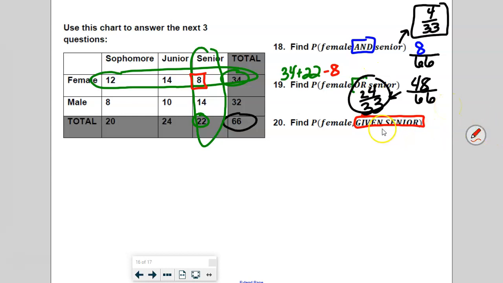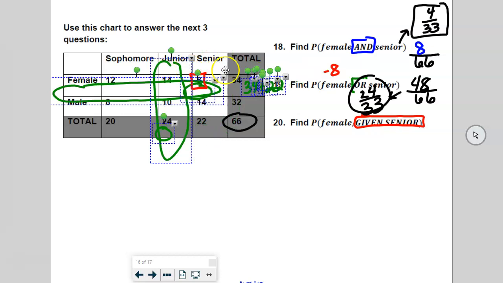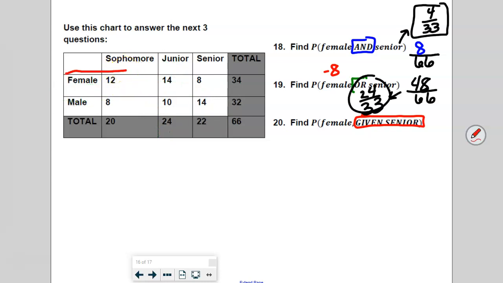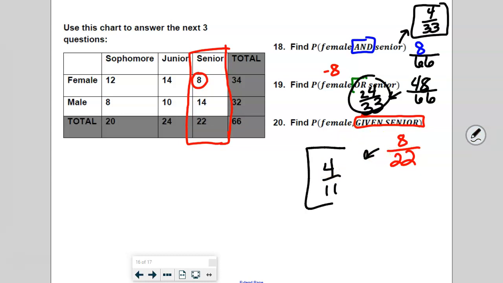All right. And then finally, we have conditional probability, where it says, given that it's a senior, what's the probability that they are a female? Given that they are a senior, you're only allowed to look at senior data. So how many total seniors do you have? 22. So out of those 22 seniors, what's the probability that you would select a female? That would be 8 out of 22, which again would reduce to 4 out of 11. That was a lot of mental math and a dangerous way to do it. So hopefully I didn't mess up too much on those. The process was solid, but I can't promise my computation is right.